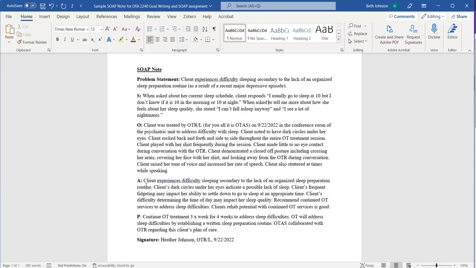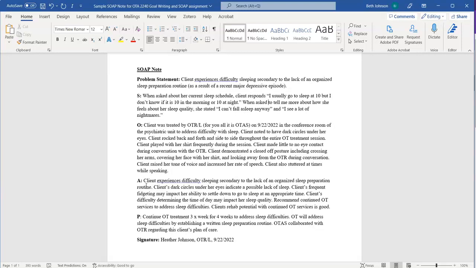Then the next part of that section is going to be you providing your therapeutic interpretation of what you heard from the client in the S section and what you saw with the client in the O section. So client's dark circles under her eyes indicate a possible lack of sleep. Client's frequent fidgeting may impact her ability to settle down to go to sleep at an appropriate time. Then client's difficulty determining the time of day may impact her sleep quality.